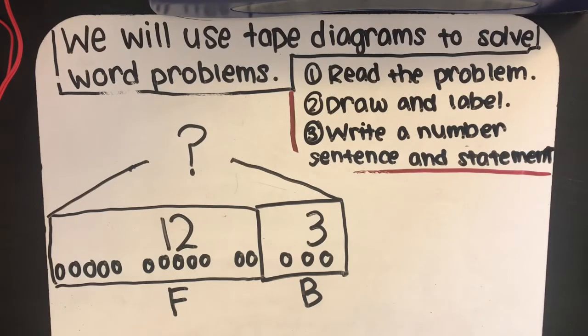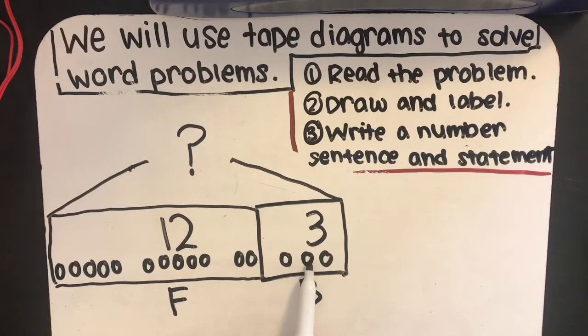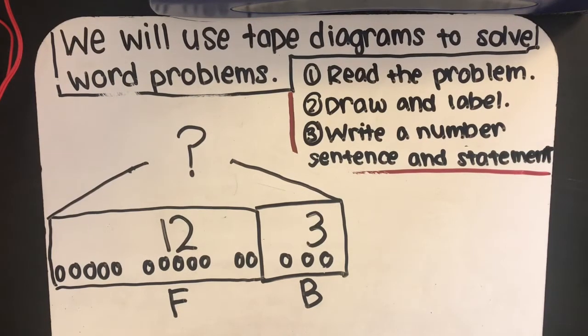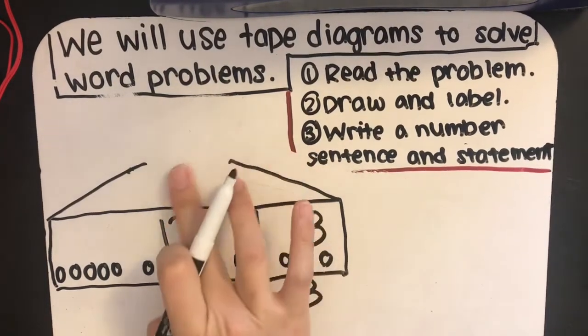All right, now we can add these two parts together. I'm going to count on from 12. Here we go. 12, 13, 14, 15. Highlanders and Bruins, how many soccer balls did Anton's team have? Say it out loud. 15 soccer balls.